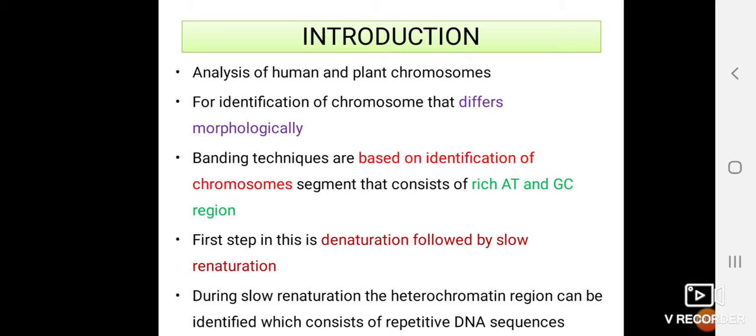This analysis of chromosomes is done in humans, plants and other animals as well. It is used for identification of chromosomes which differ in morphology, and people also use it to distinguish between AT rich regions and GC rich regions. All these things people do with the help of chromosomal banding.